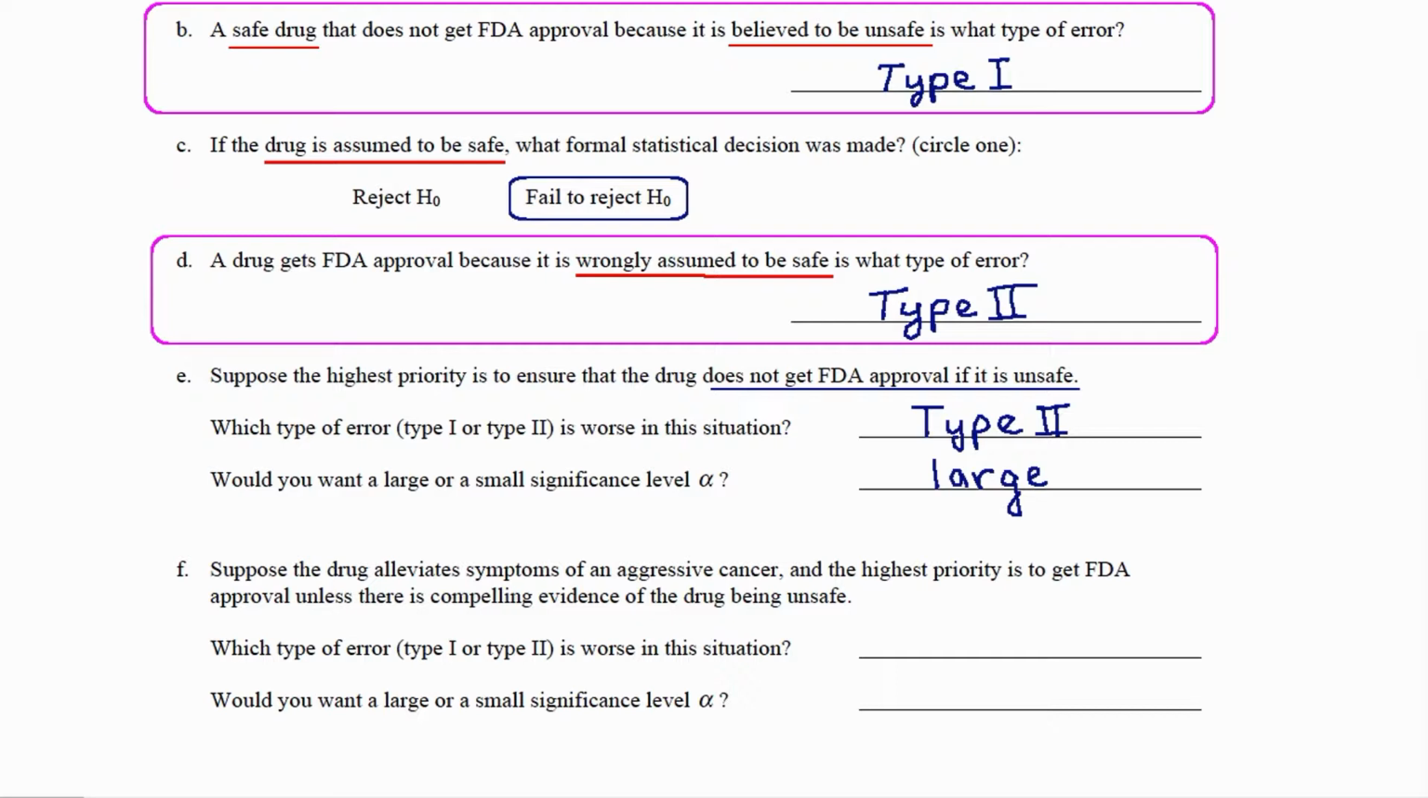This is where we want to avoid a type 1 error in which the drug doesn't get FDA approval because it's believed to be unsafe. If we want to avoid a type 1 error, we need to make it harder to reject the null hypothesis, and therefore we want our alpha to be small.